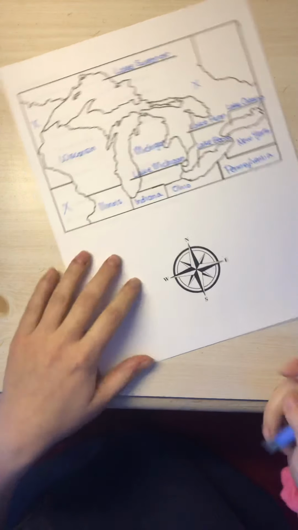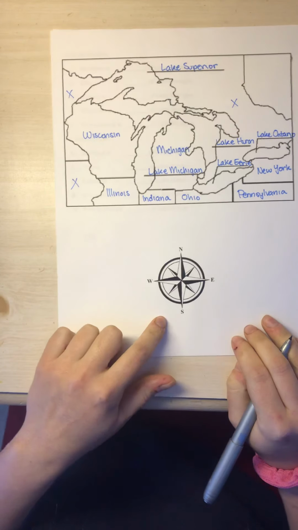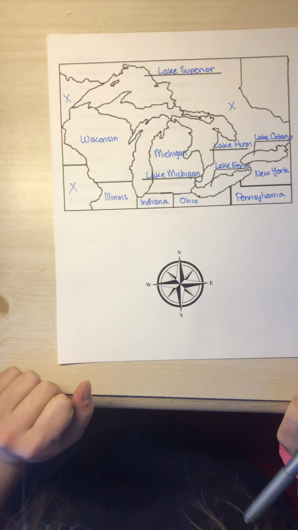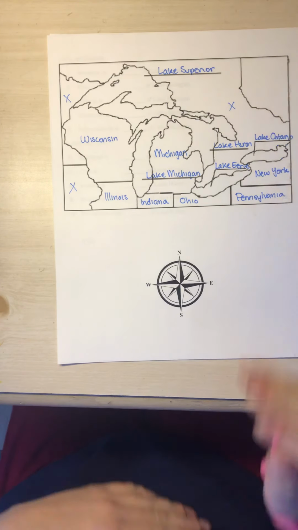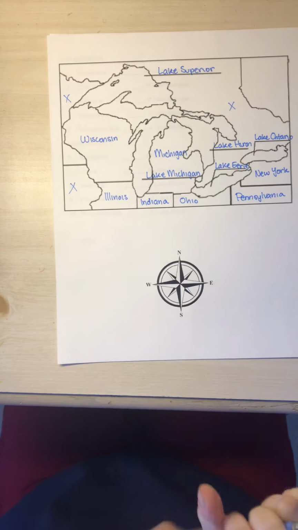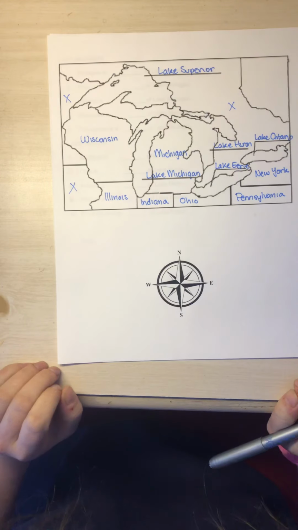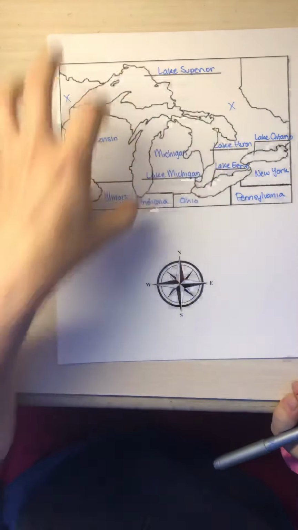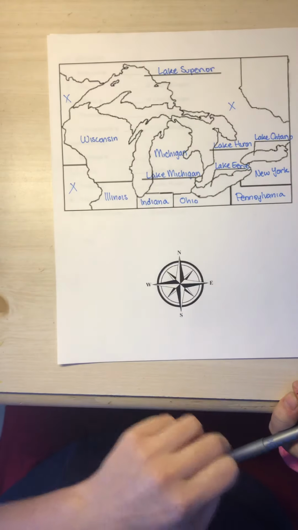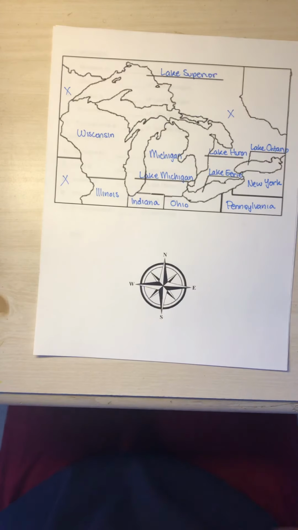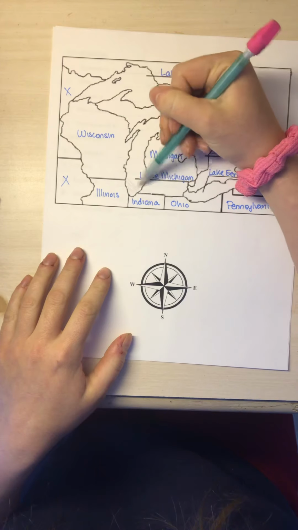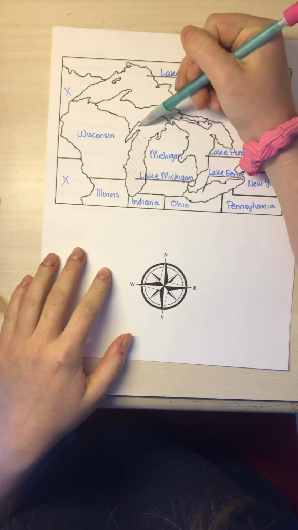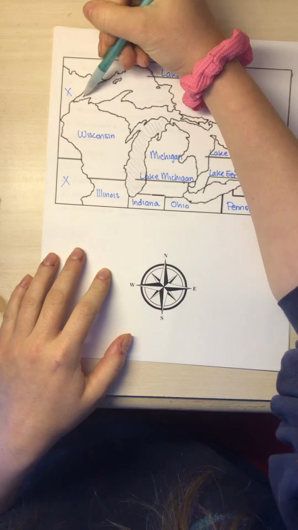Make sure you include a compass rose for your kids to reference so that they'll know which way is north, which way is south, east, and west. We're really focusing on where all the states are in relation to each of the Great Lakes. So it might help to shade in the lakes because they can get kind of hard to see.